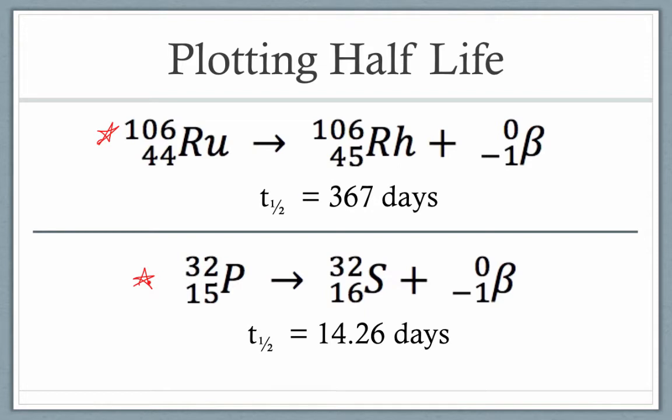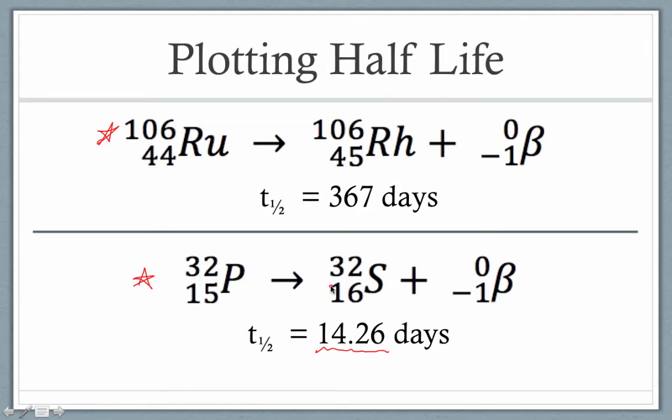In the first reaction, this process of the ruthenium breaking down into rhodium and beta is going to take 367 days. So every 367 days, half of my ruthenium breaks down, turns into rhodium, and gives off its beta particle. Another 367 days, half of whatever is remaining goes away, etc. Same thing down below for phosphorus, but the only difference is that our half-life is significantly shorter. In this case, it's only 14 days. Every 14 or so days, half of my phosphorus breaks down.